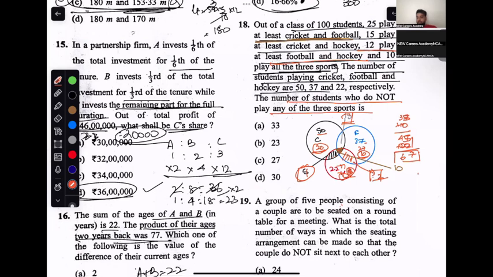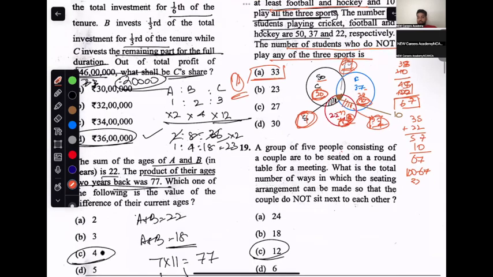If we talk about individual players, how many were there? 35. Those playing two sports were 15 plus 5, 20, plus 22. That makes it 57, or 10 playing all three, that makes it 67. 100 minus 67 would make it 33. That is your answer, 18A. Again, something that was marked wrong in the series, so you can just correct it.